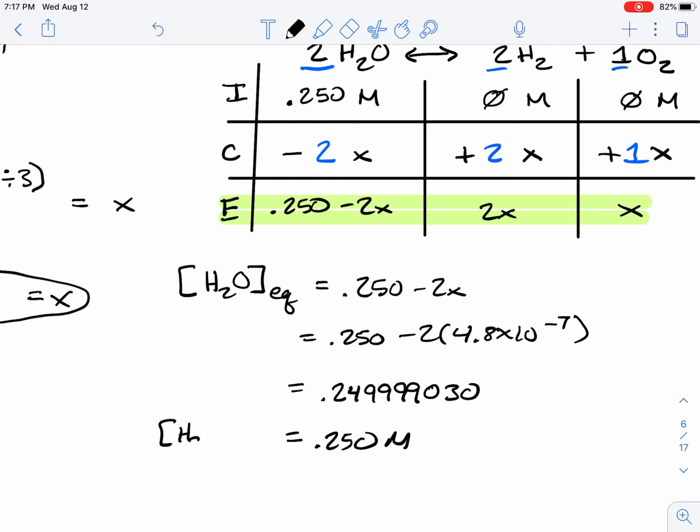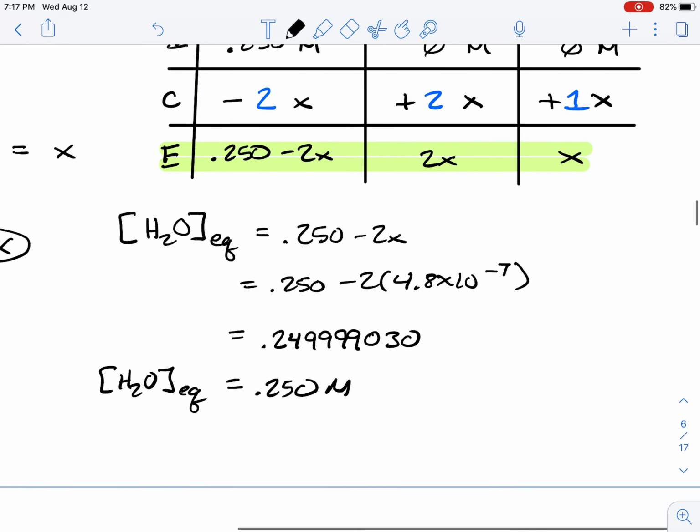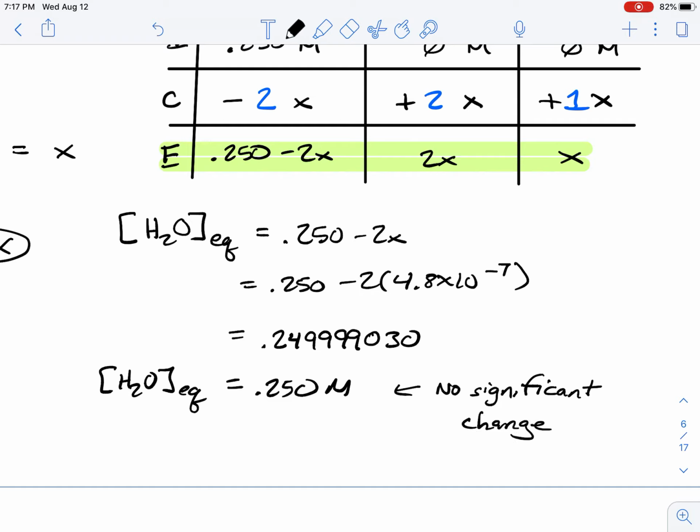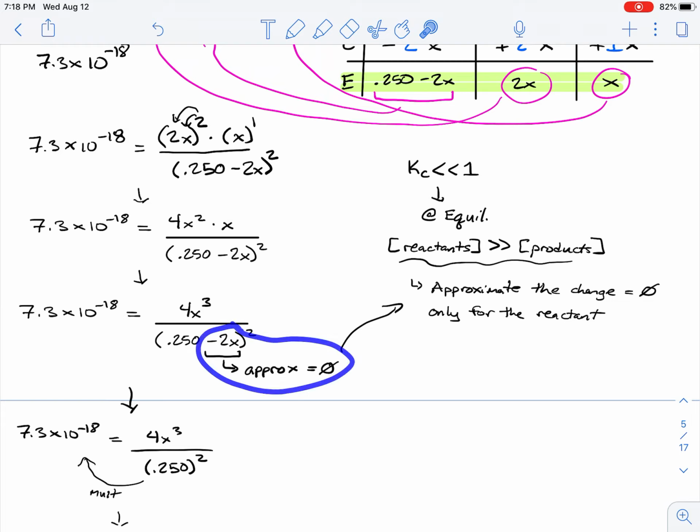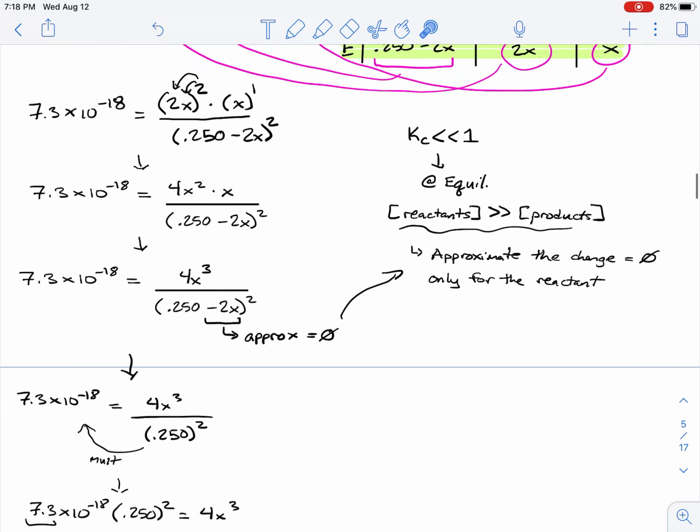So this is telling you that there really is no significant change to the concentration of the reactant, which justifies our approximation in this step. So this is the proof of our justification.